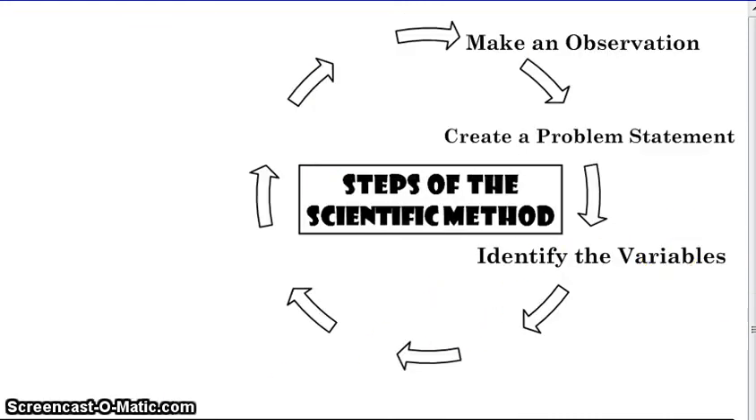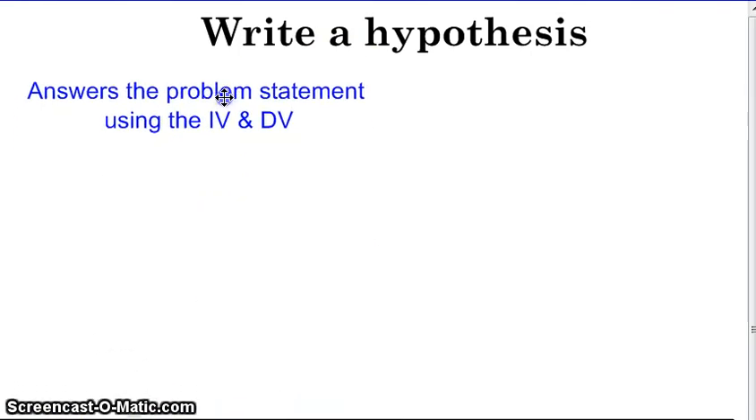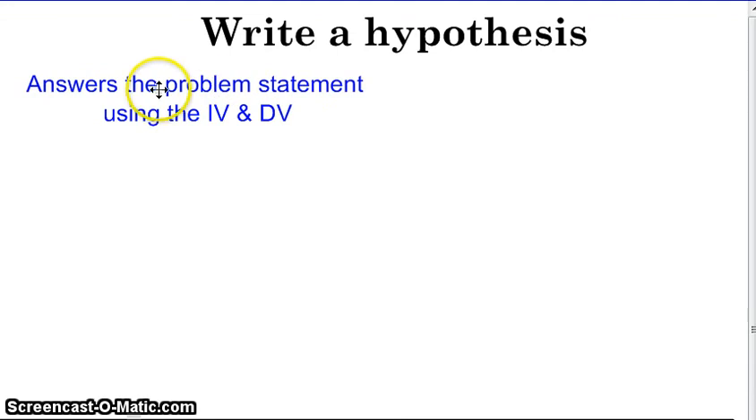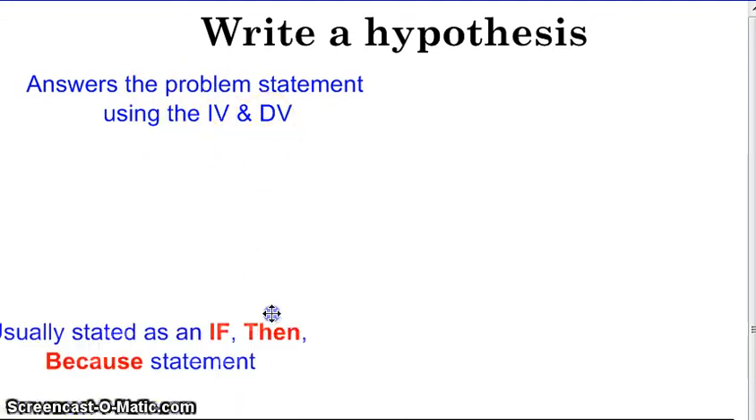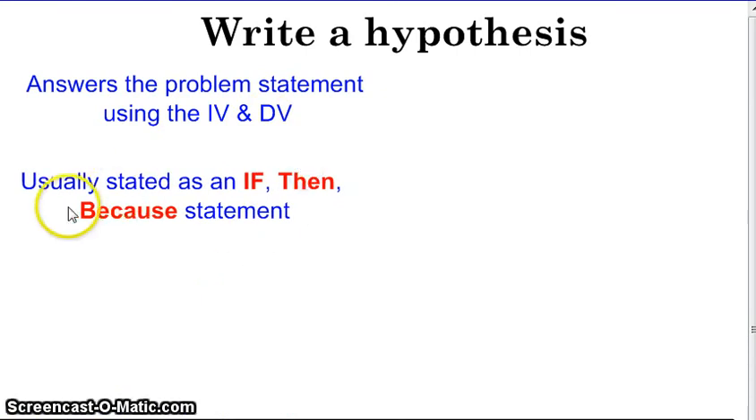So we've identified the variables. Once you've identified the variables, you need to write a hypothesis. The goal of the hypothesis is to answer the problem statement. It uses the independent and dependent variable. It's a prediction, usually stated as if I do this, then this will happen because, and it includes an explanation of why you believe that's going to happen.